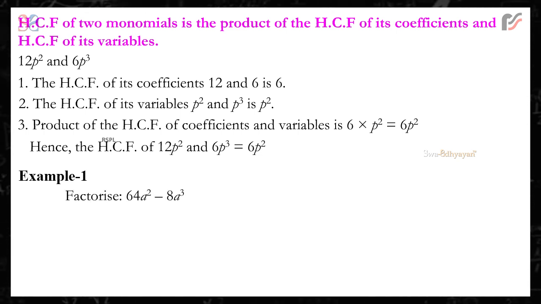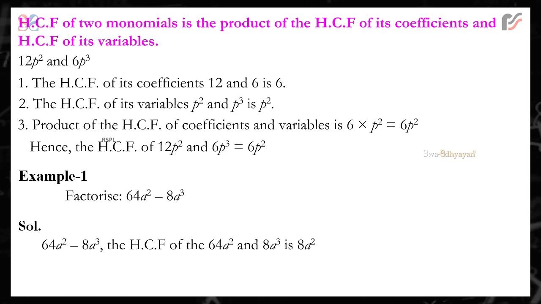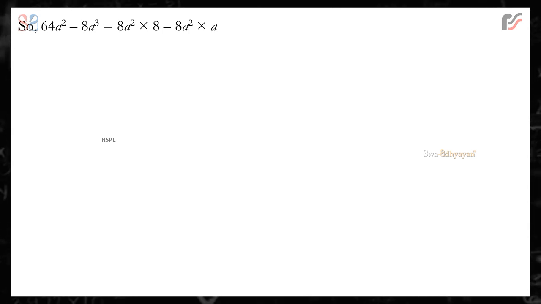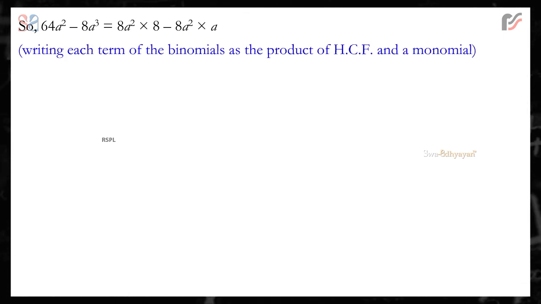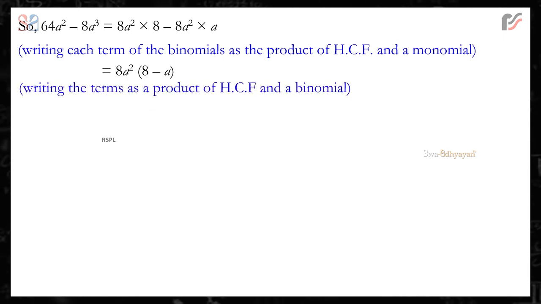Example 1. Factorize 64a square minus 8a cube. Solution. The HCF of 64a square and 8a cube is 8a square. So, 64a square minus 8a cube is equal to 8a square into 8 minus 8a square into a. Writing each term of the binomial as the product of HCF and a monomial, this is equal to 8a square into, in the brackets, 8 minus a. Writing the terms as the product of HCF and a binomial.